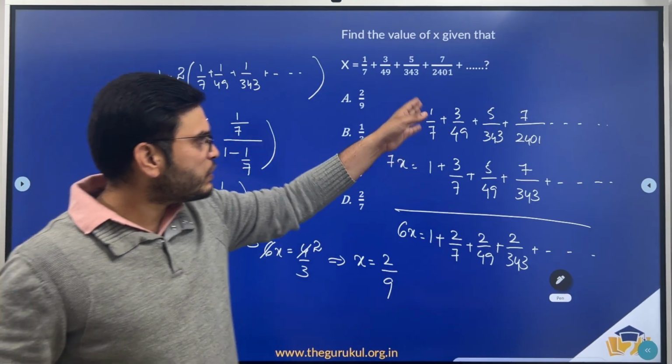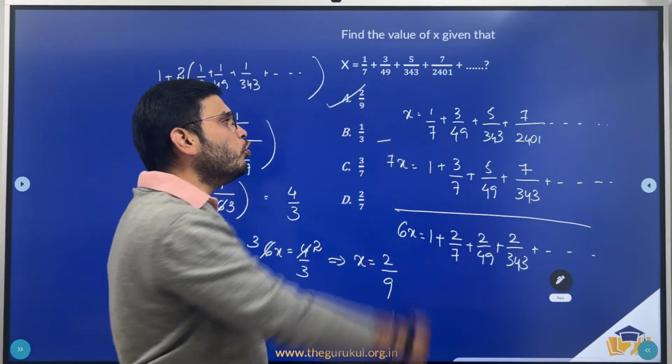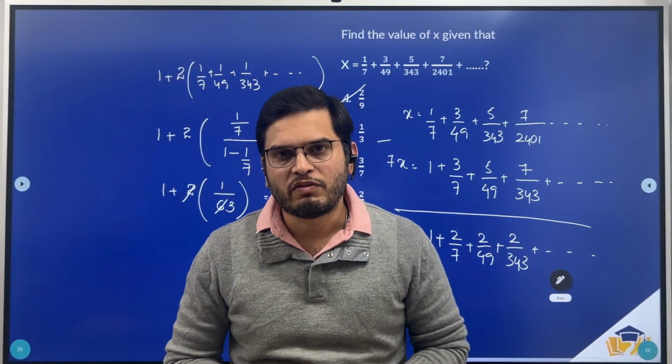So the value of this expression 1 by 7 plus 3 by 49 plus 5 by 343 and so on is equal to 2 by 9. Hence option A should be the answer to this question.